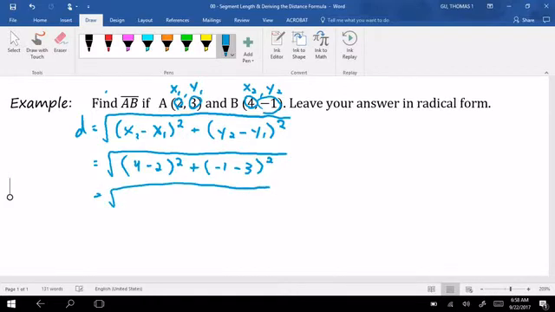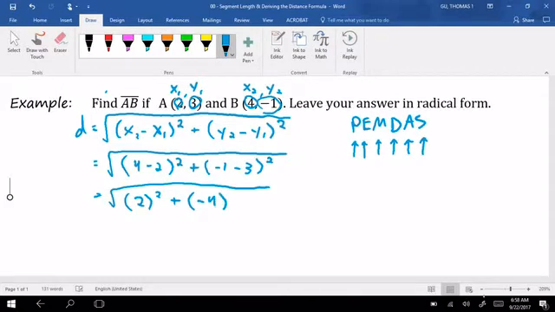If ever you're having trouble, remember, what should I do first? Remember PEMDAS. Parentheses. Exponents. Multiplication. Division. Addition. Subtraction. So first, we're taking care of the things inside the parentheses. So inside the parentheses, we got 4 minus 2. What's 4 minus 2? It's 2 squared. Plus -1 minus 3. What's that? That's -4 squared. So that's what's in the parentheses.